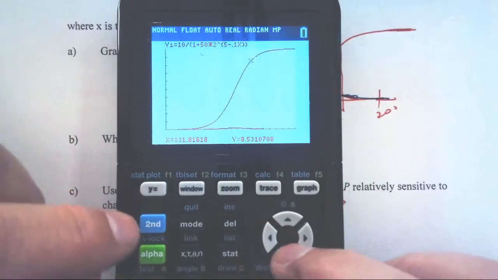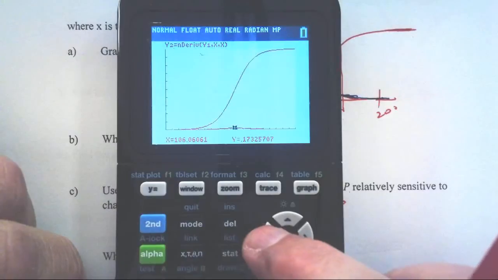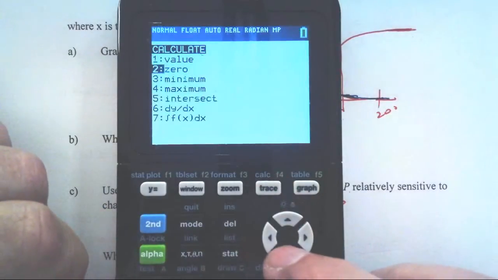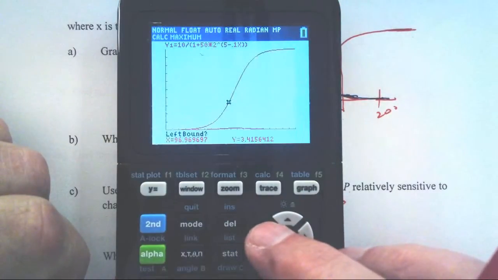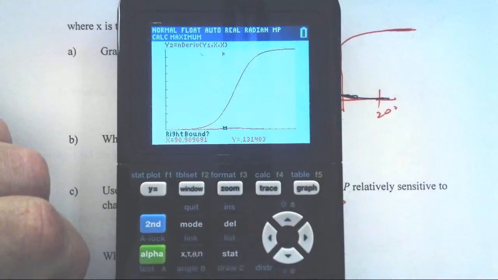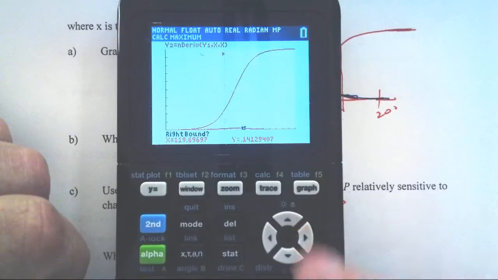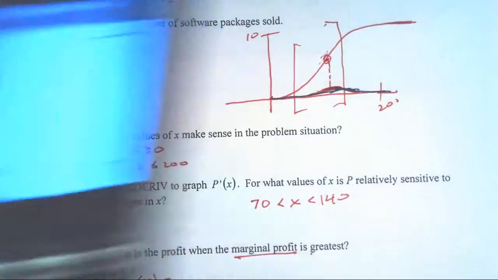So I'm going to jump down onto this function, and I want to find somewhere right around in here, but I'm not going to guess at it. I'm going to go second, calculate, maximum. Make sure I'm going to jump down onto this guy. Make sure I'm to the left of that maximum. Enter. Make sure I'm to the right of it. Enter. Guess. Nope. Tell me what it is. And we've got when x is 106.